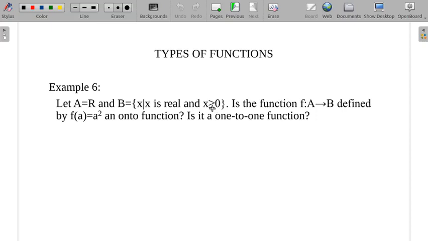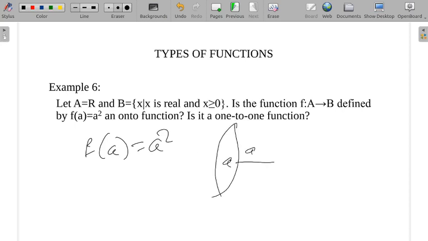Sixth example: A belongs to the real numbers and B belongs to the real numbers greater than 0. A function is defined from A to B such that f of a equal to a squared. Check whether it is an onto function, and also whether it is a one-to-one function. You have some element a, you square it and get b.